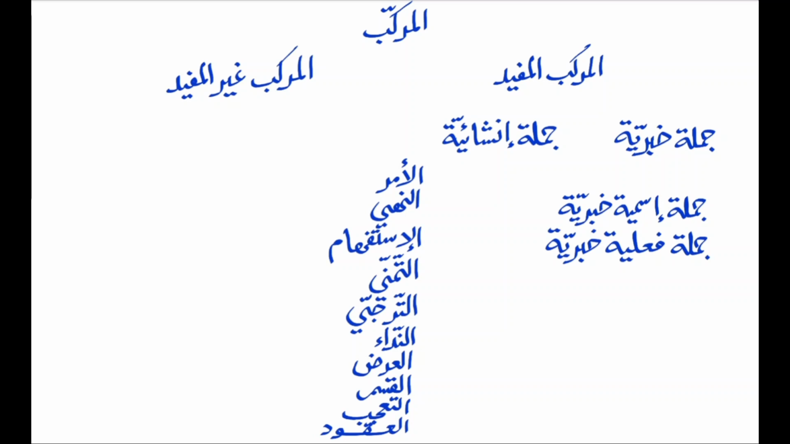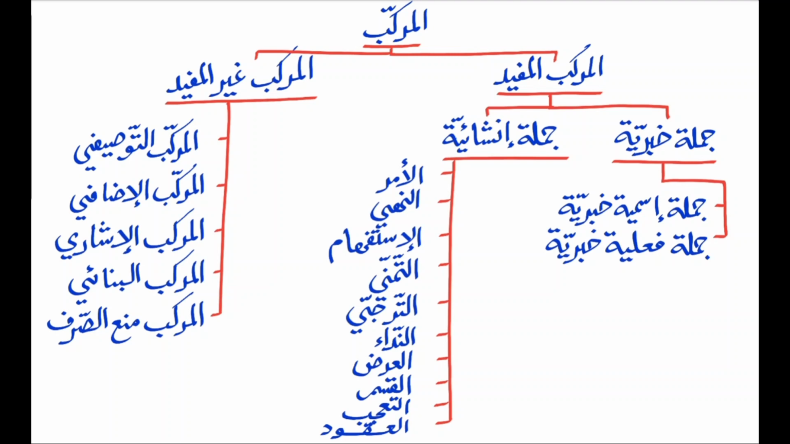And that's where all the categories of al-murakkab al-mufid are complete. When we looked at al-murakkab ghayr al-mufid, or incomplete sentences and phrases, we found out that it had 5 main types. المركب التوصيفي, المركب الإضافي, المركب الإشاري, المركب البنائي, also known as المركب العددي, and المركب منع الصرف. And that's basically pretty much what we covered in this video. Hope to see you in the next video.